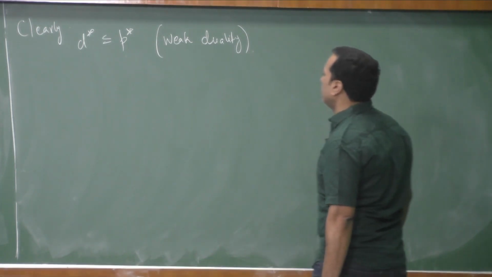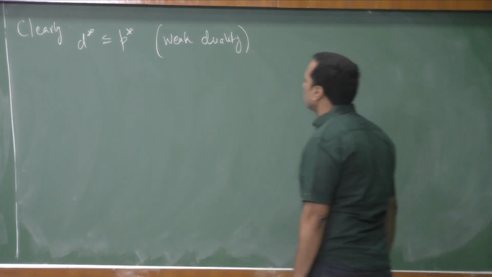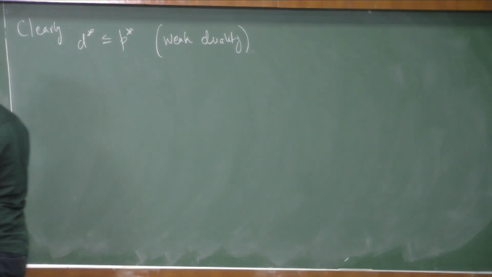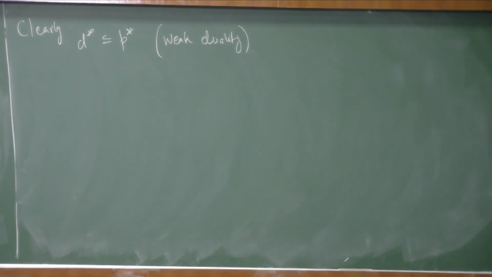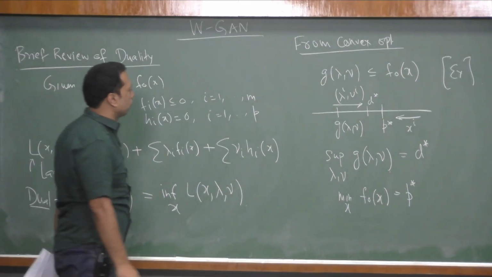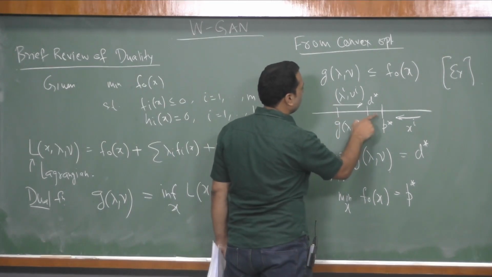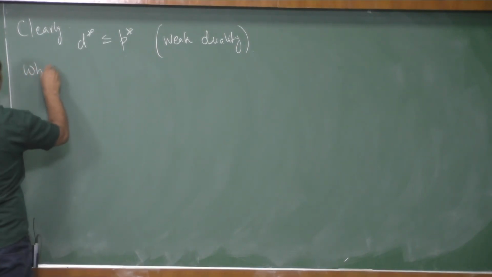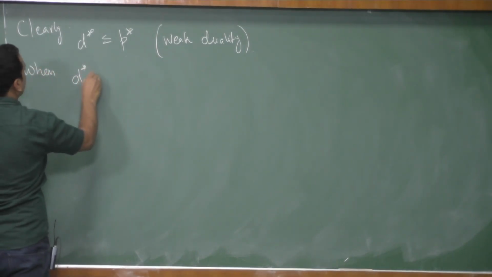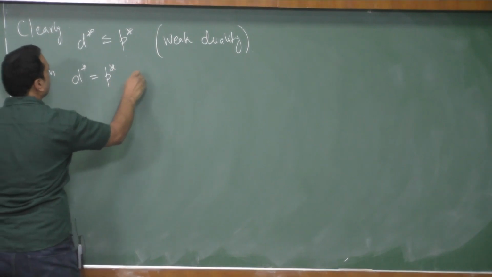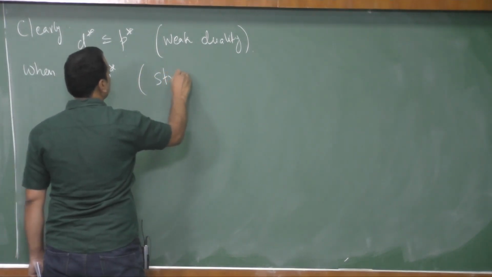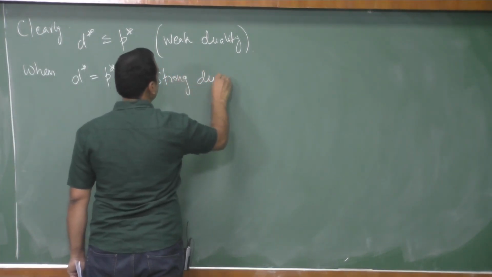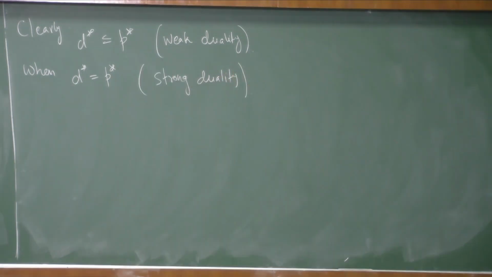Now, an obvious question is when d star is equal to p star. That will be the case when I can solve the given problem via the dual and get to the primal. So when d star is equal to p star, then it's called strong duality. These are very brief notes about that.